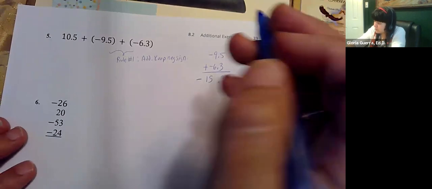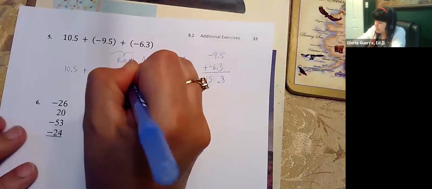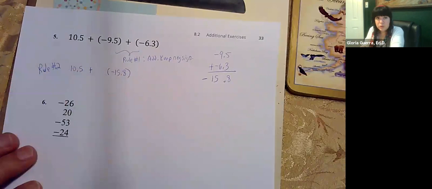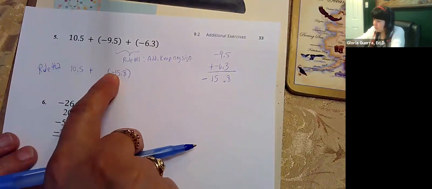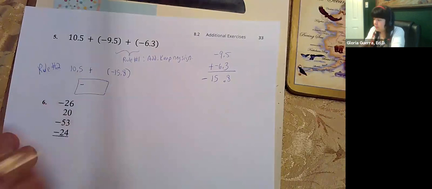So now you have 10.5 plus negative 15.8. And now that is rule number 2. Rule number 2, adding 2 numbers with different signs. So you're gonna have to subtract. And then you're gonna keep the sign of the number with the bigger distance. So the negative is gonna beat out. Negative is gonna beat out.